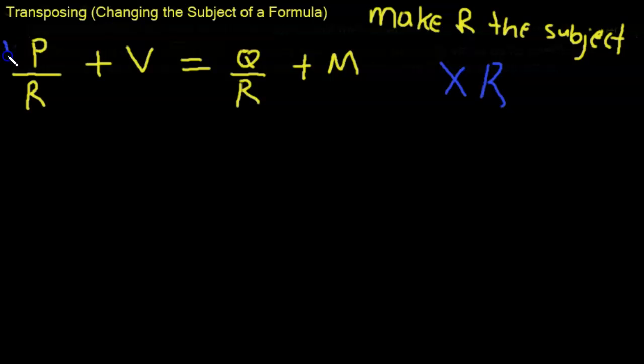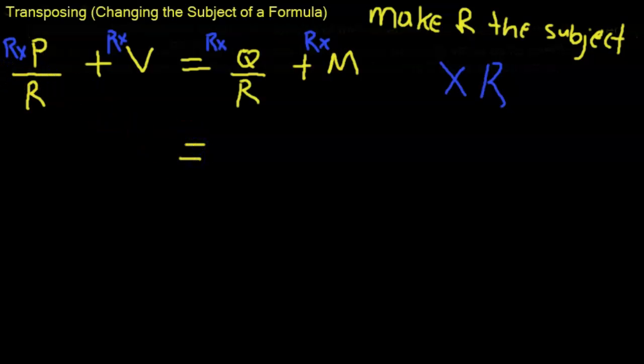So R times this term. And by the way, we treat the P over R and V as two separate terms. Alright, R times V and R times Q over R. We treat these as two separate terms also, because they're separate. And R times M. So R times everybody. Alright.